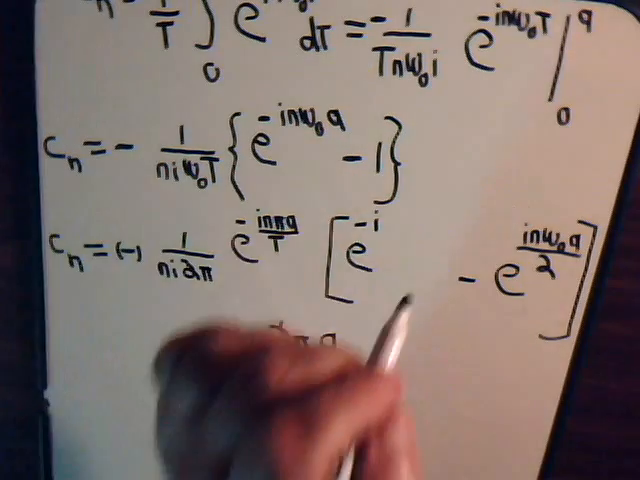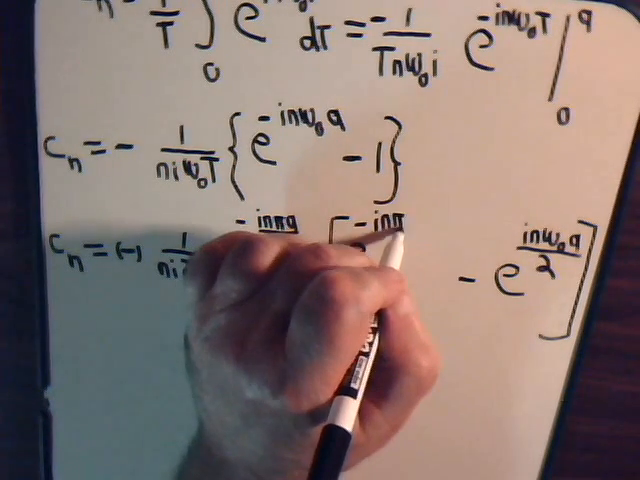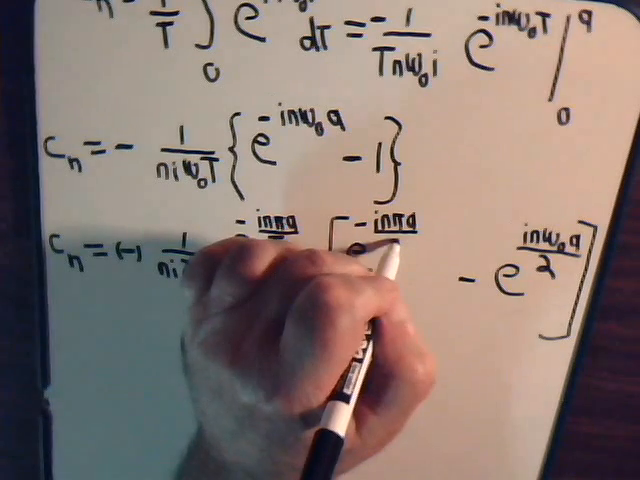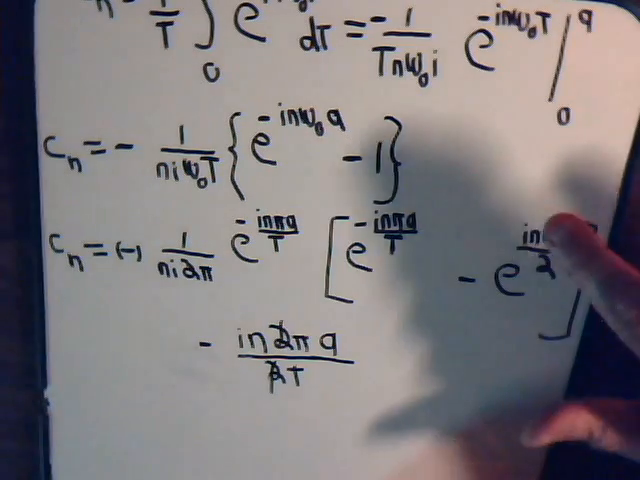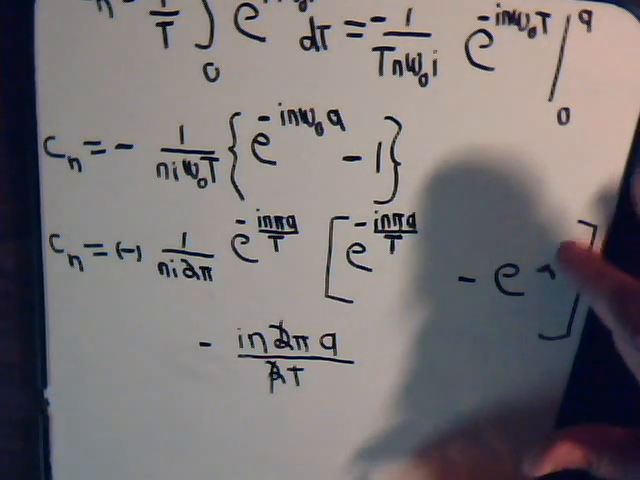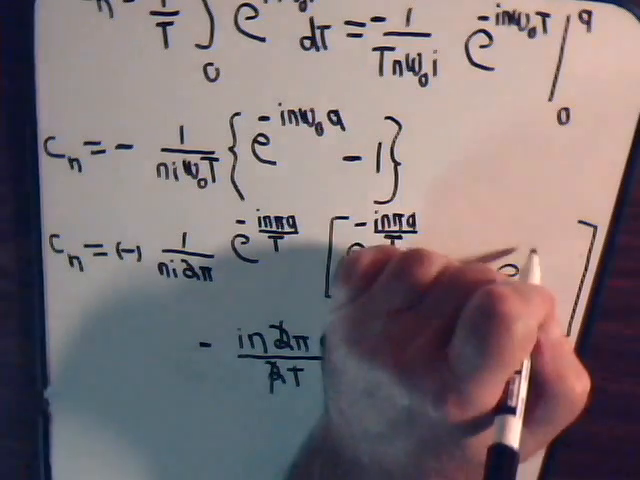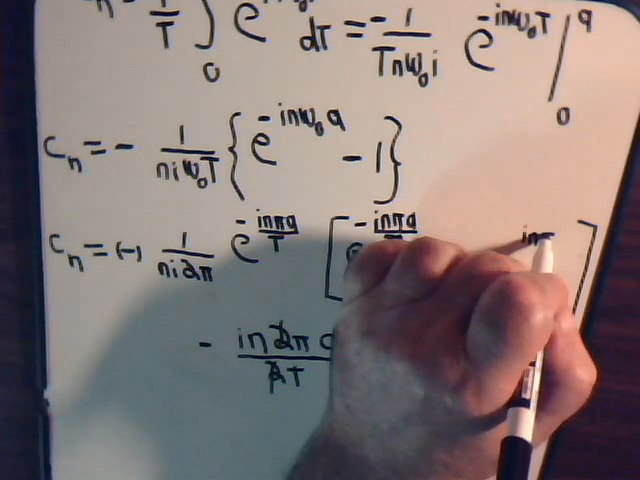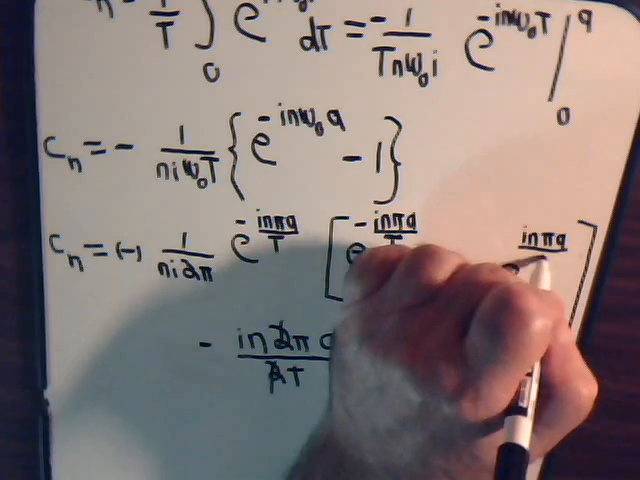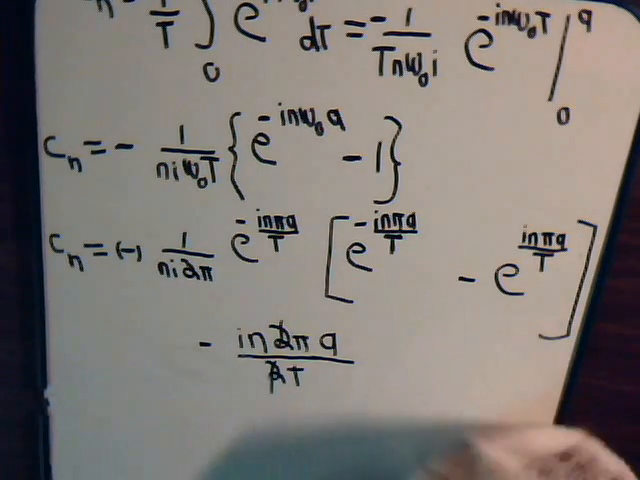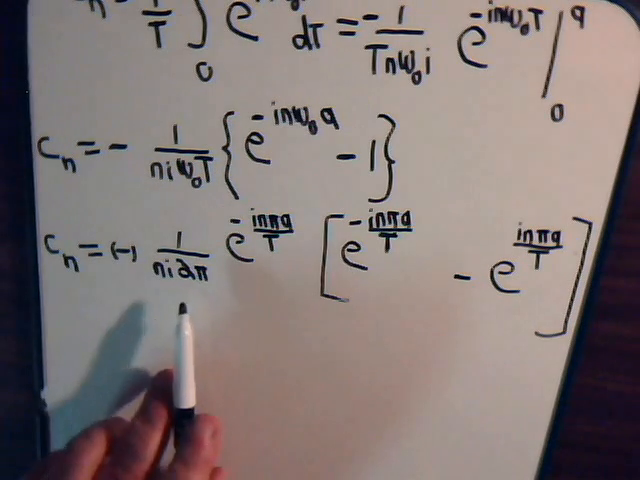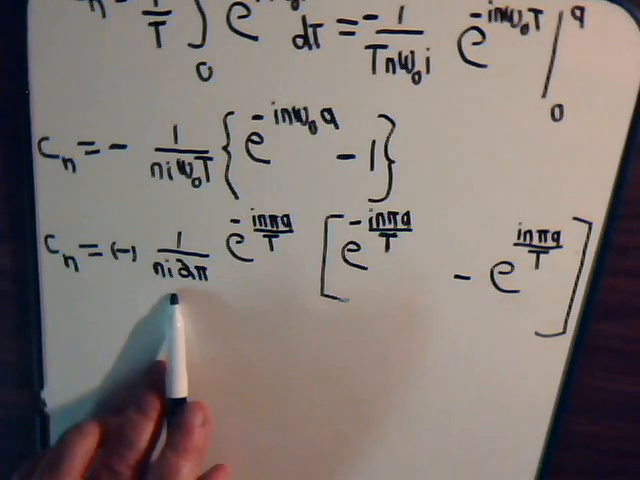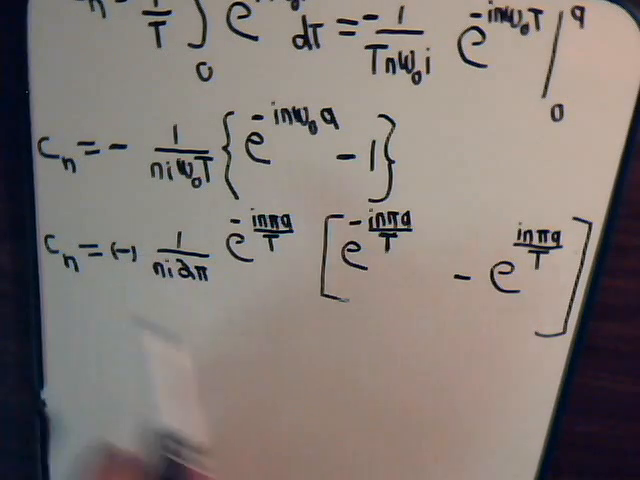Minus i n pi a divided by t. And same thing for here, except it's going to be plus i n pi a divided by t. Now, notice that down here we have 2i, and we also have a minus sign here. So that sets this up to being a sine function.